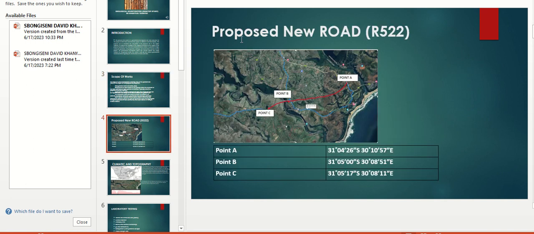Now we're going to look at the proposed new road. The starting point is near the R61, which is where the road starts, which is point A, and crosses the river at point B, and the last point is point C.